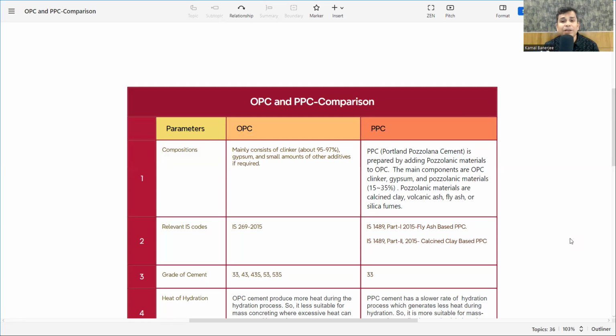But what is PPC? PPC, Portland Pozzolana Cement, is prepared by adding pozzolanic material to OPC. So OPC is totally about the Portland clinker, but PPC has Portland clinker along with the pozzolanic material. The main components of PPC are clinker, gypsum and pozzolanic material, that is 15 to 35%. What is the pozzolanic material? That can be calcined clay, volcanic ash, fly ash, or silica fumes.